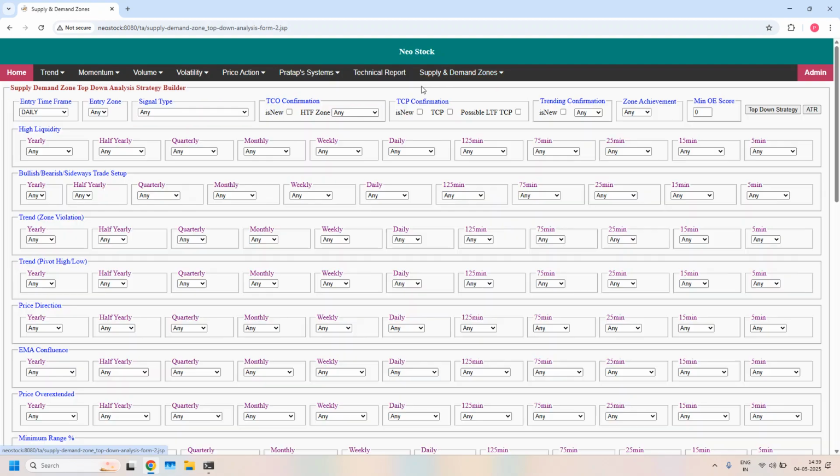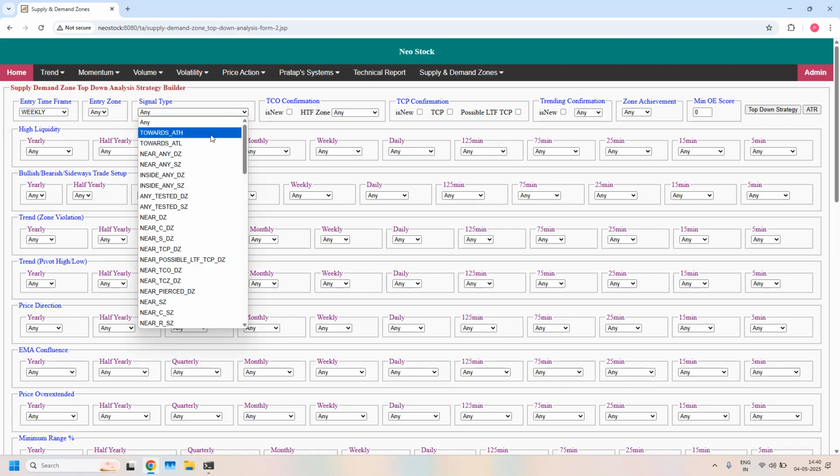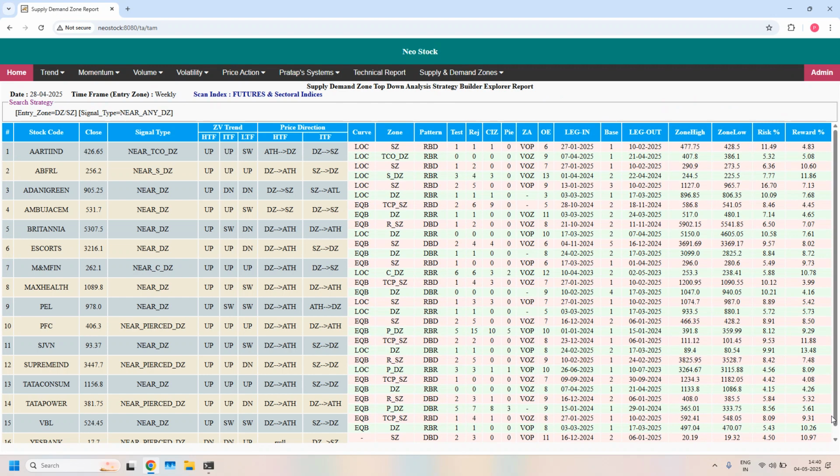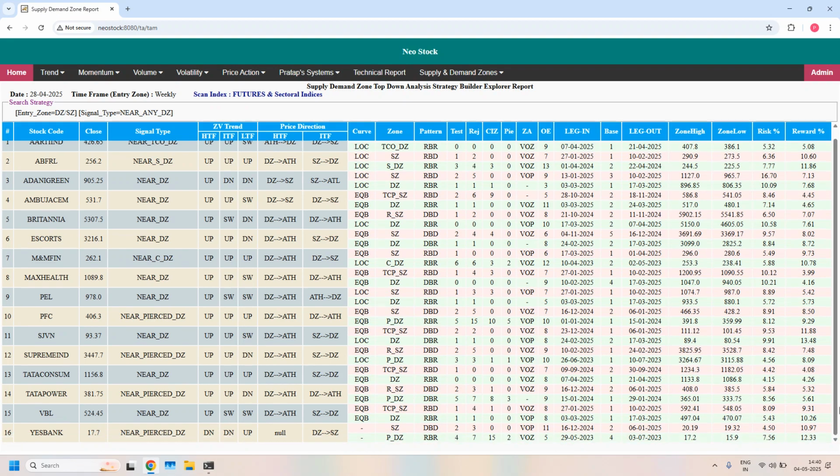Okay, next time frame is weekly. And also today is the end of the week, so a few additional reports I will be generating. Stocks near to the weekly demand zone. First 15 stocks in the list. Scrolling the list down. Total 16 stocks are filtered.